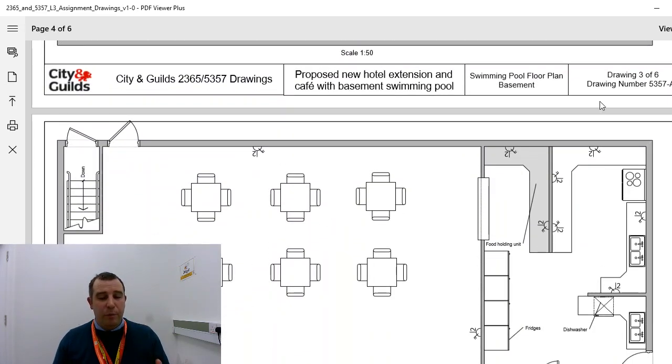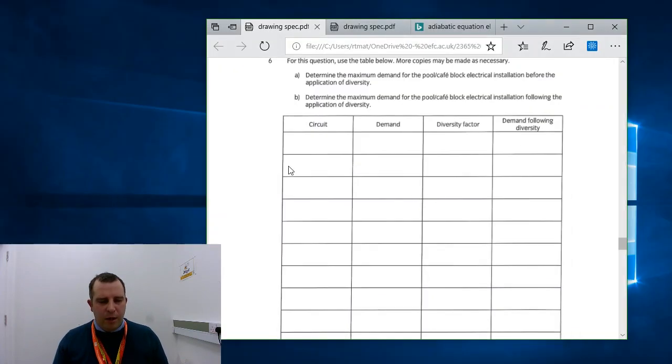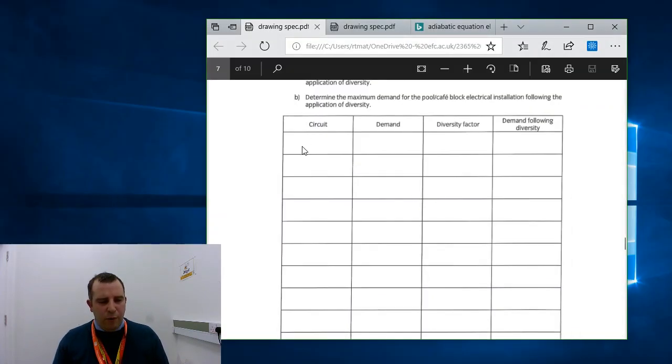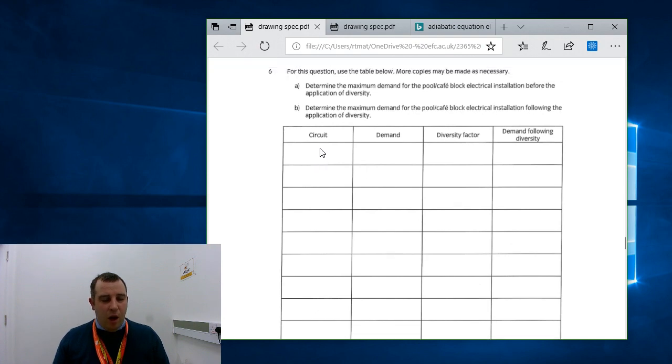Now in the pool and cafe you've put all your lighting circuits, but you'll notice there are other circuits here that we've got to include. So we've got to figure out what them other circuits are. What you can do is go through the circuits and write down, for each of your questions in question 4, what breaker you use for each of these. So a circuit and what the breaker was.